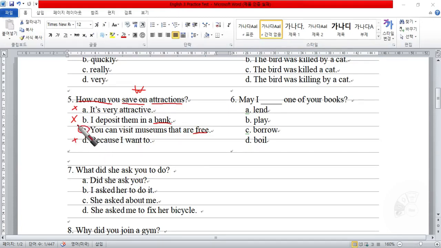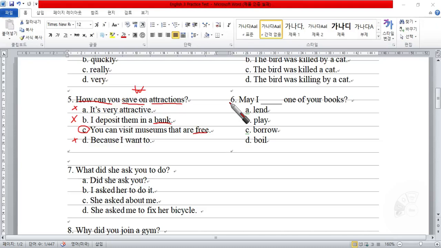If you refer to Unit 9, you can see the structure. How can I save on attractions? Well, you can visit museums that are free. So in this case, the you is a general you. For number 5, the answer is C.